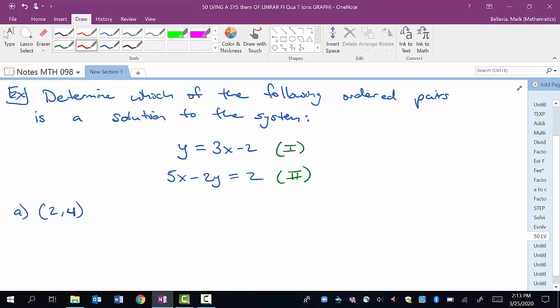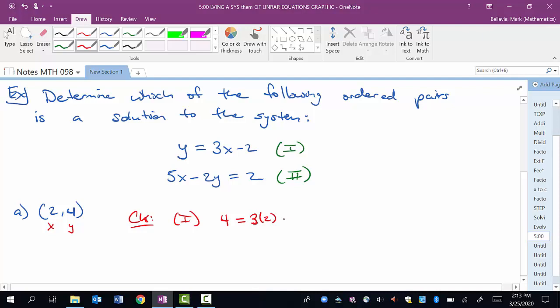So basically you're doing a check almost. So I'm going to do a check. And when I do a check on this, I'm going to sub into equation 1 first, for x and y. Remember, this is x and y for the point. So in equation 1, we'd have y, which is 4, equals 3 times x, which is 2, minus 2. We get 4 equals 3 times 2 is 6 minus 2. Simplifying this, you get 4 equals 4.